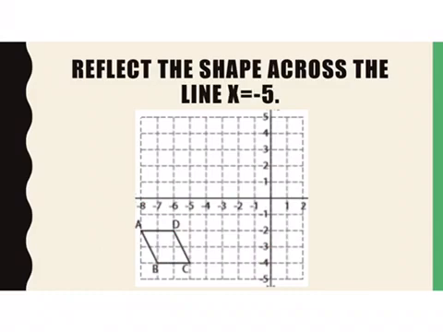Okay, your next one. Reflect this shape across the line x equals -5. On the x-axis, here is -5. And so I continue drawing my mirror line. And to reflect something, you have to be the same distance away on one side of the line as you are on the other side.